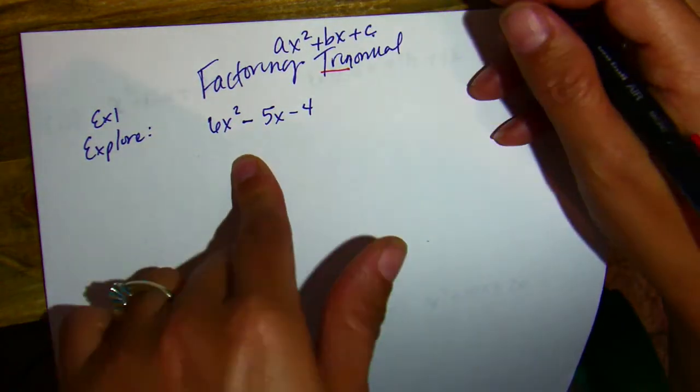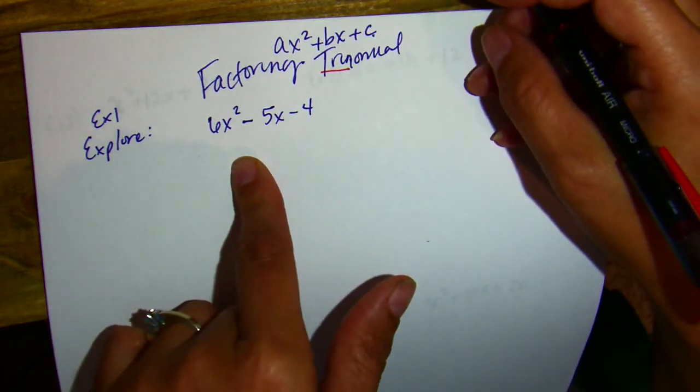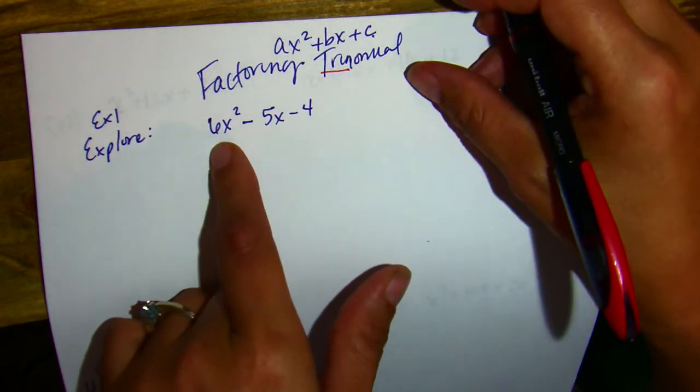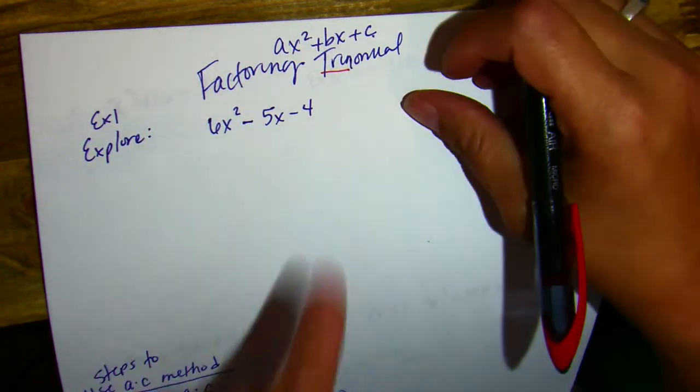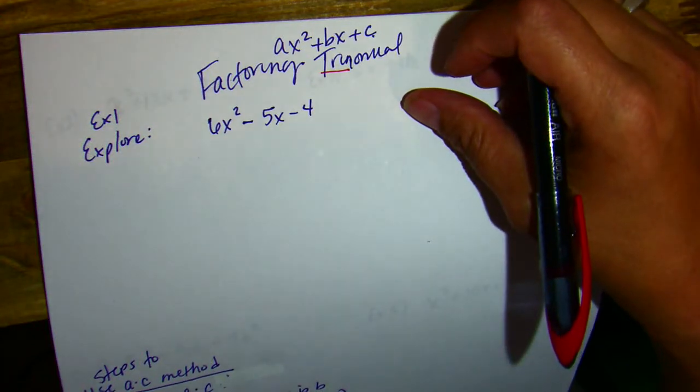We're going to explore 6x squared minus 5x minus 4. My A is 6, my B is -5, and my C is -4. That doesn't really matter too much right now. I'll show you where it matters in a minute.